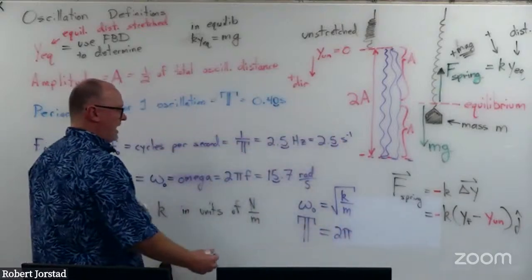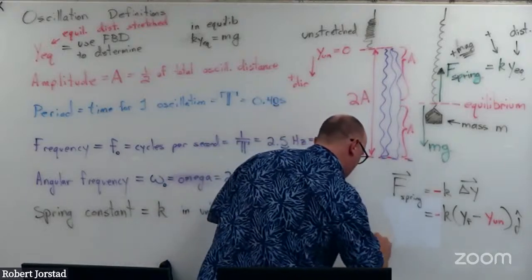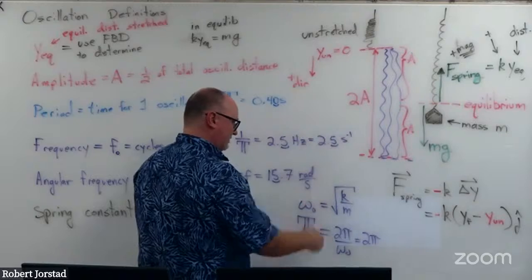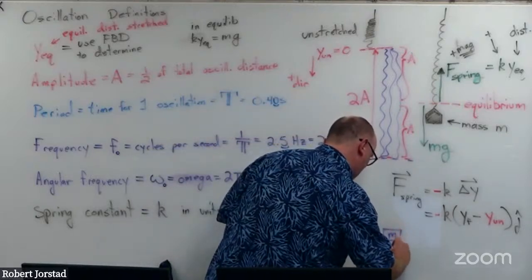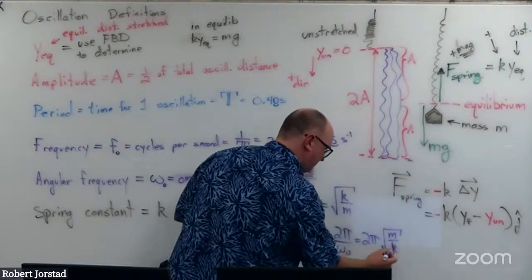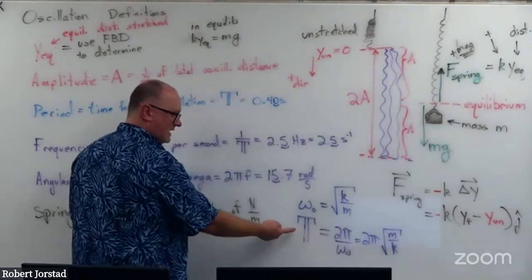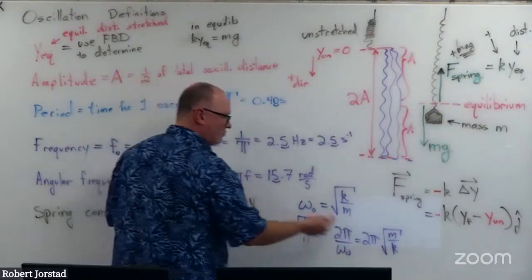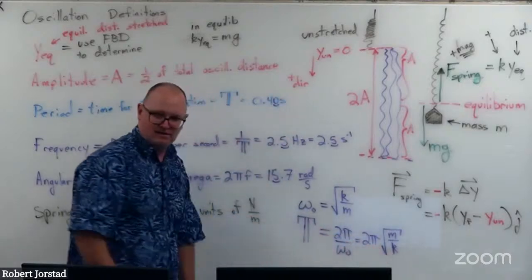All right, I'm going to go. So it's 2 pi over omega naught, which is 2 pi times the square root of M over K. Think about it again. If you have a large mass, it's going to take more time to oscillate. If you have a weak spring, a small K, it's going to take more time to oscillate. All right, that's pretty good on that.